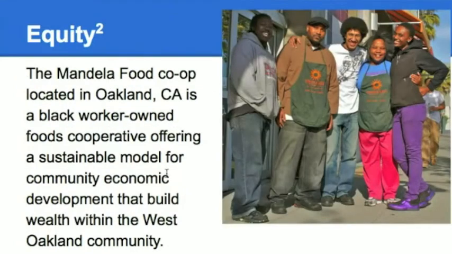Another story is about the Mandela Food Co-op located in Oakland, California. It's a Black worker-owned food cooperative that offers a sustainable model for community and economic development. It's a food cooperative located in a community that lacked a grocery store for decades, and it also built Black ownership. So all of the owners here actually live within one block of the food cooperative.